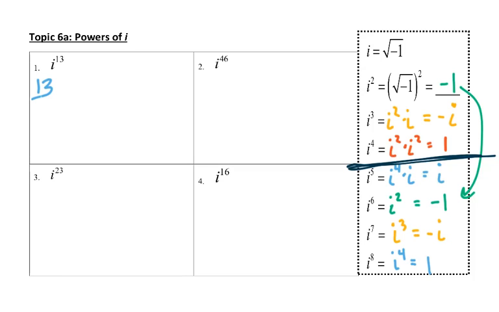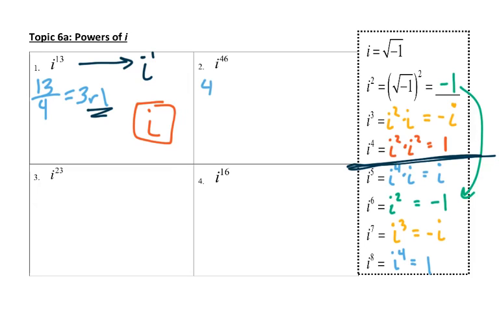So to do problem 1, I take 13, my exponent, and divide it by 4. And all I care about is the remainder. So that's going to be 3 remainder 1, but really it's the remainder that I care about, because that means that this is going to behave like i to the first power, which is just i. Problem 2, I do the same thing, 46 divided by 4. So you take the exponent, divide it by 4, that's going to give me 11 remainder 2, but all we care about is the remainder. The remainder is your true exponent here, which is i squared. And i squared is negative 1.